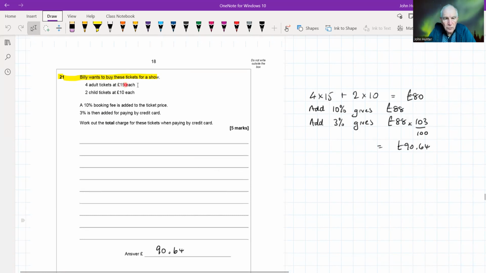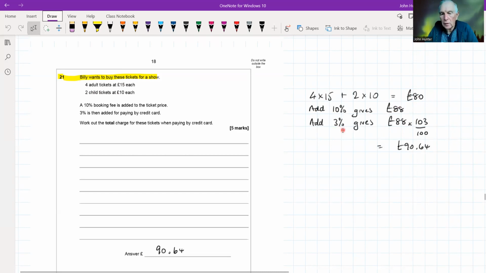Billy wants to buy these tickets for a show. 4 adult tickets at £15 each, 2 child tickets at £10 each. A 10% booking fee goes on, and then 3% is added for paying by credit card. Right, work out the total charge. So 4 times 15 plus 2 times 10 is what we're looking at, isn't it? We've got 4 lots of 15 and 2 lots of 10. That's £80. And if we add 10%, well, 10% of 80 is pretty straightforward, isn't it? That's £8. So that's £88. And then we've got to add 3%.